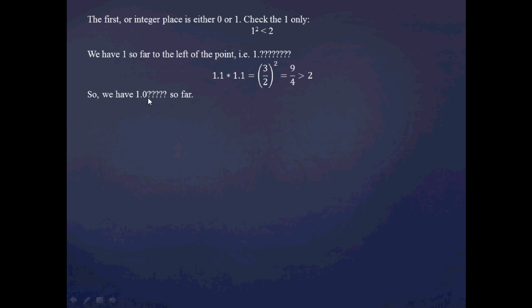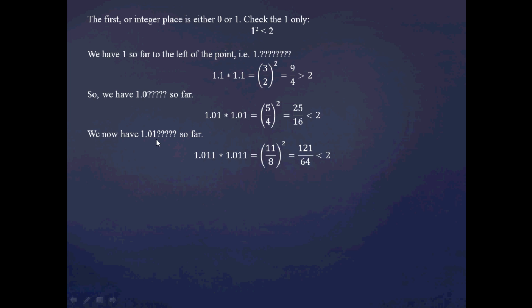So we know so far the square root of 2 in binary is 1.0, and then something, something, something. So now let's take care of the 1/4 place. So again, we put a 1 there. 1.01 times 1.01, we perform that computation, which is 5/4 squared. And we get 25/16, which falls short of 2. So that means we're going to keep the 1 in that quarters place. So now we have, so far, 1.01. We then put a 1 in the 1/8 place. We perform the computation. We get 11/8 squared, which is 121/64. That falls short of 2. And so we keep the 1 there.